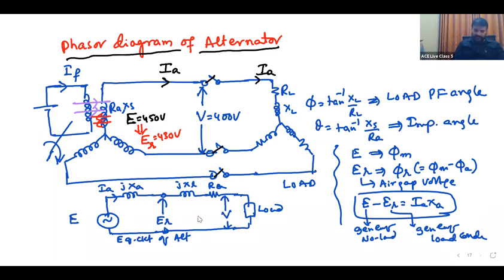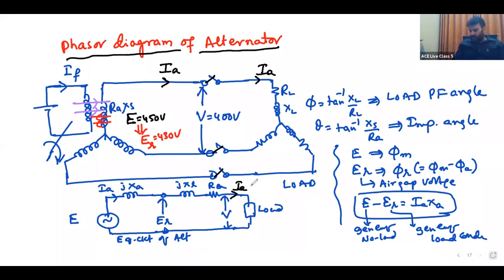And from this diagram, if I want to write the equation, coming from this side, E is equal to V plus IARA, IAXL and IAXA. Correct? The current is going this way. What are the drops? I am coming from V. E is the higher potential, so to obtain E, from V you have to add all the drops: V plus IARA plus IAXA.